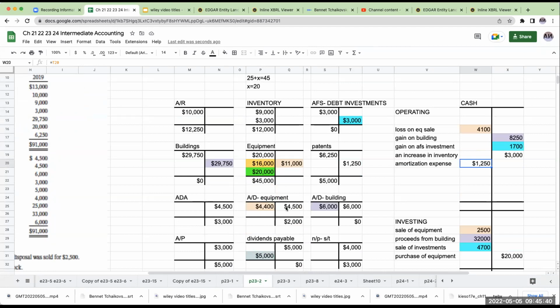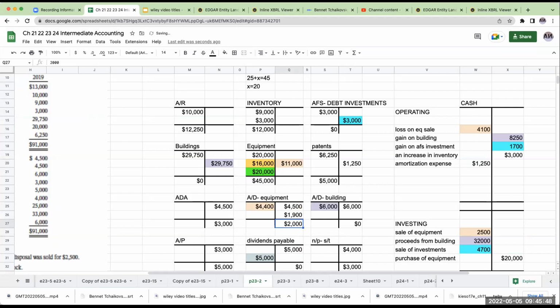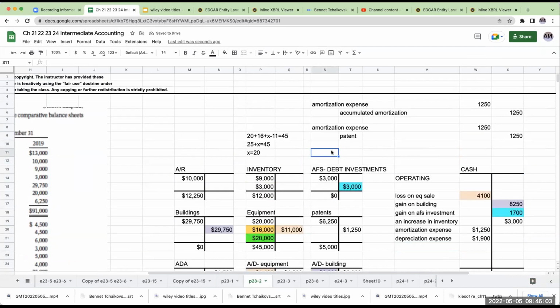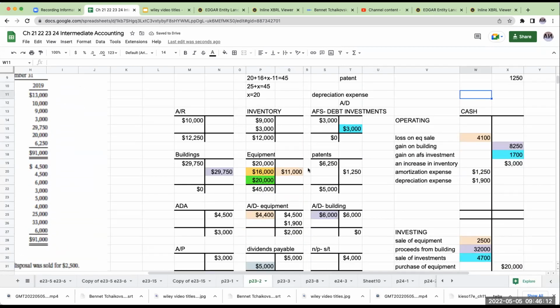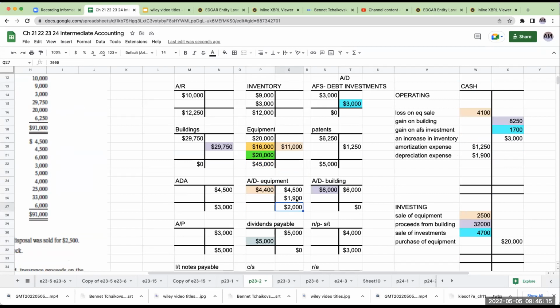Leave the ADA behind. Let's go to accumulated depreciation on equipment. 4,500 minus 4,400 does not equal 2,000. I need over here another 1,900, and this 1,900 is my depreciation expense. Depreciation expense is a non-cash item. Remember, how do I record depreciation expense? I'm going to debit depreciation expense and credit accumulated depreciation. So I never call this an increase in accumulated depreciation. That is the wrong answer. Over here, accumulated depreciation on building is done because we sold it.